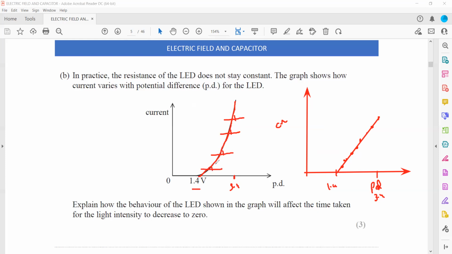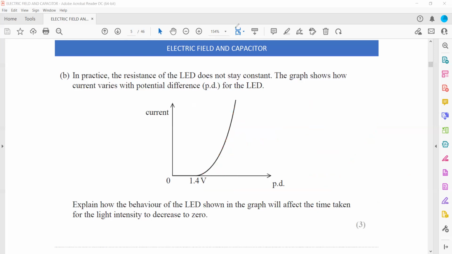So the gradient is the angle with the x-axis. From 3.4 to 1.4, the slope is decreasing. If the slope is decreasing, it means the resistance increases. If the resistance increases, the capacitor will take a longer time to discharge, or the LED will light up for a longer period of time. So you can determine this from the value of the slope.